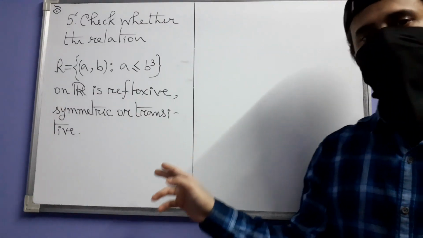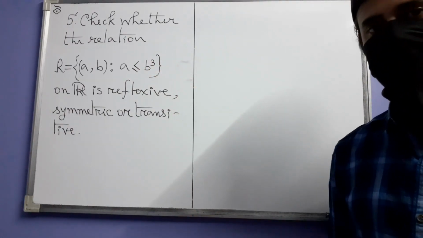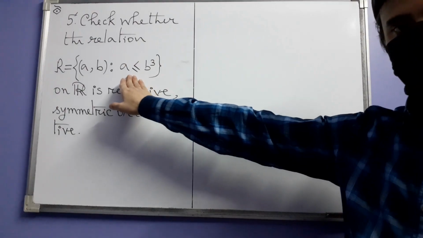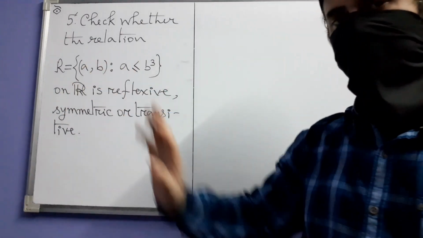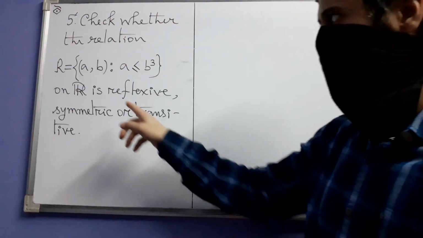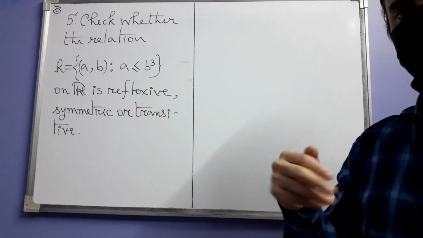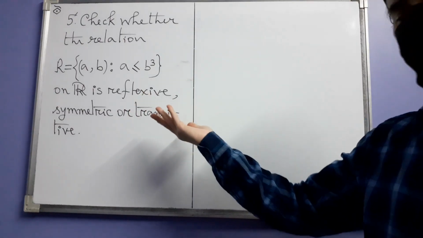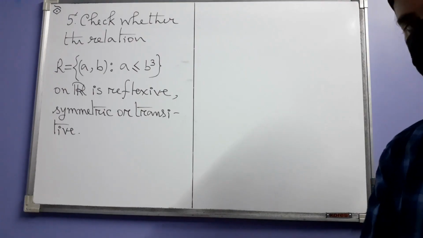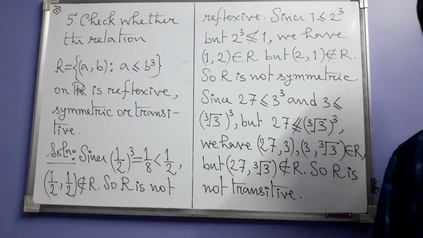So this fifth one also involves this less than or equal to, but it's slightly different. It's not the ordinary less than or equal to relation. This relation is also on the set of all real numbers, and it relates the real number a to b if a is less than or equal to b cube. And we have to see whether it's reflexive, symmetric or transitive. So let's see. So here's the solution.